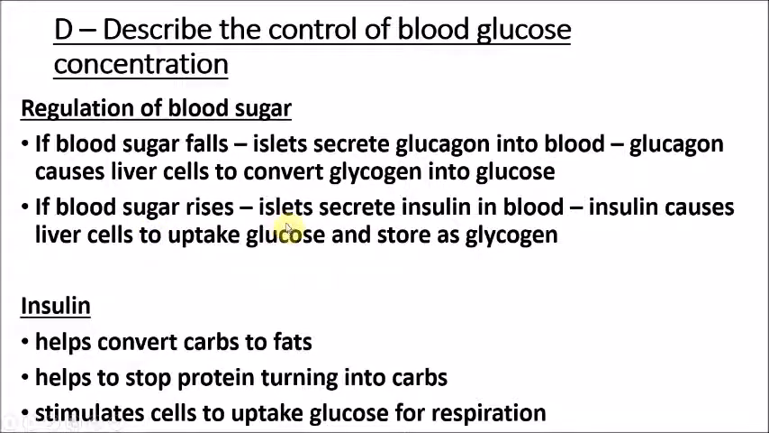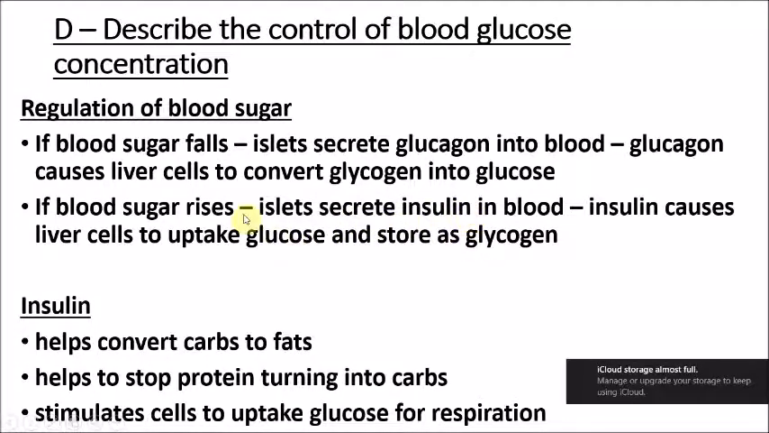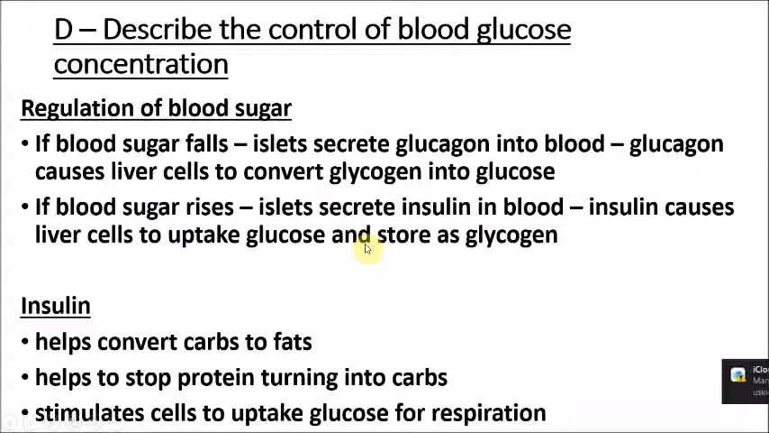So there are some cells called islets, which are in the pancreas, that secrete insulin. Now, insulin is a protein, a chemical, which causes liver cells to take up glucose and store it as glycogen, thus reducing the amount of glucose in the blood. Vice versa, if the blood glucose level falls, let's say after exercise, the islets secrete the opposing chemical glucagon, which causes liver cells to convert glycogen into glucose and release it into the blood, thus increasing the blood glucose back to normal levels. So they work in opposing ways.